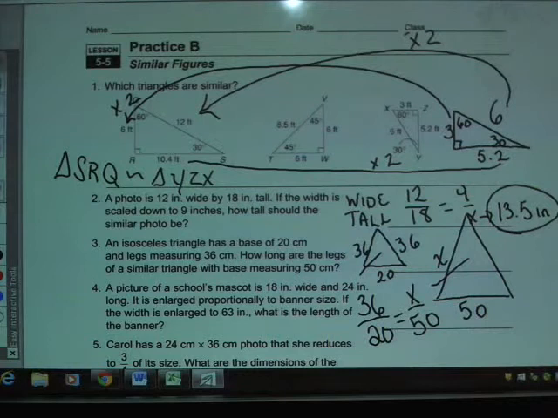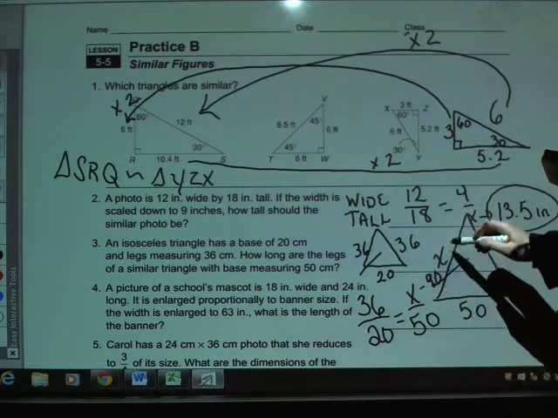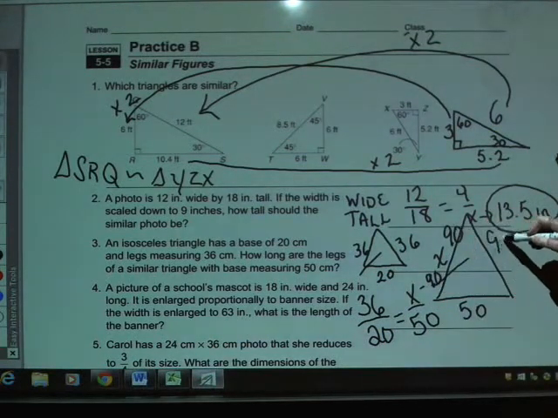Cross multiply now. On the diagonal with 36 and 50, the result is 1800. So on the other diagonal with 20 and x, I have to get 1800. So I'm saying to myself, what am I multiplying by 20 to get to 1800? Well, you all know that 2 times 9 is going to give me the 18, and I need another 0 in there, so that's got to be 90. And indeed, 20 times 90 is 1800, so x has to be 90. The missing sides on my isosceles triangles have to measure 90.